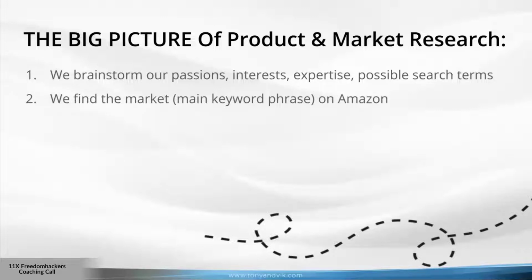And so the next thing we want to do is find the market. A market is basically a keyword phrase, a keyword where you could sell something, right? And if you find that market, obviously we want to know who the competitors are, how much supply we have, what the price range is, and whether the market is saturated or not. If that's okay, then we can start figuring out what product we want to sell.